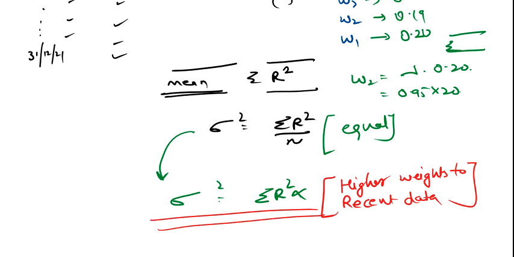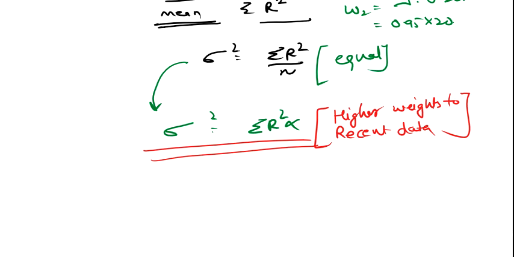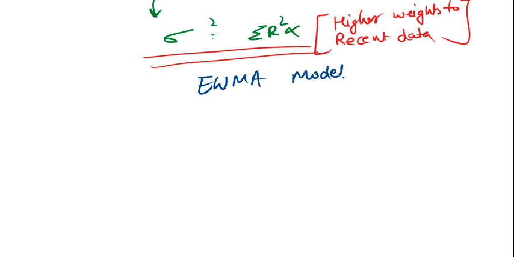Now what I have explained to you just now is nothing but my EWMA model. What is the meaning of EWMA? Exponentially weighted moving average. And this lambda is actually exponentially decaying the weights, and this will become your EWMA model. Clear?